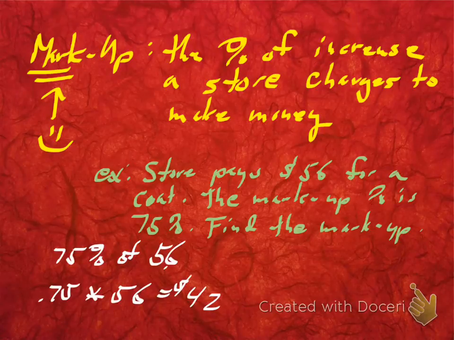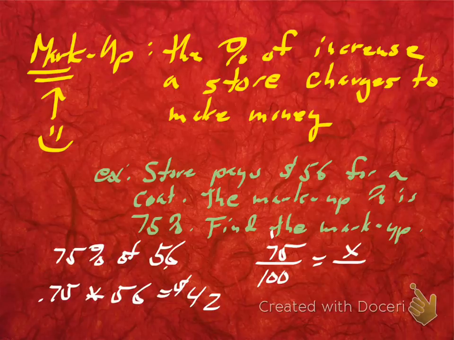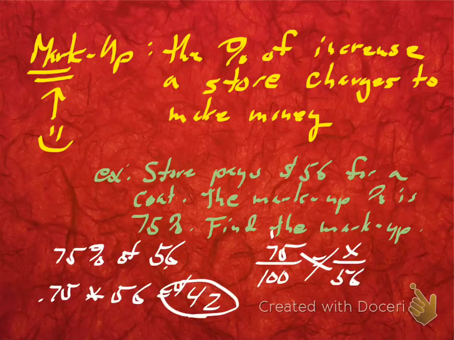Of course, the other way to set it up, I could set it up as a proportion. I could say 75 is to 100, because it's a percent, as x is to 56, and if I'm not using a calculator, this cross multiply divide method, even though it's a little more work, is actually a little bit easier to do the arithmetic. Okay, either way you do it, you're going to end up with $42. Okay, that's the markup.